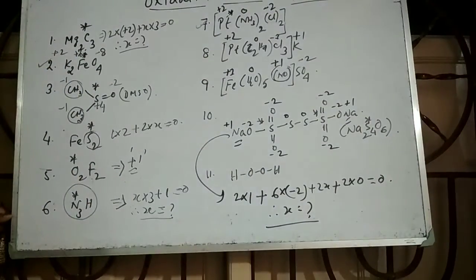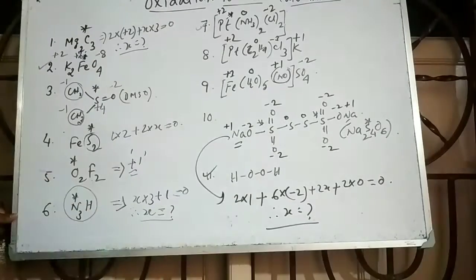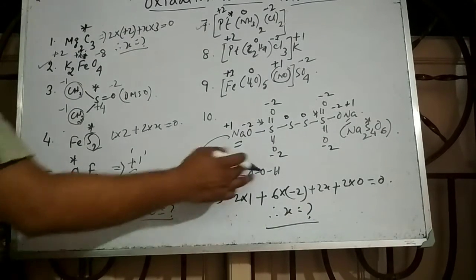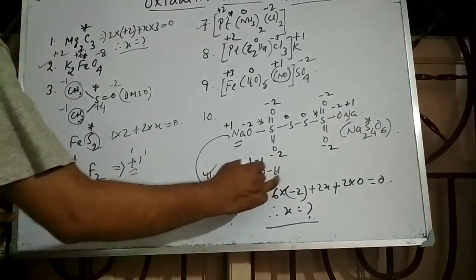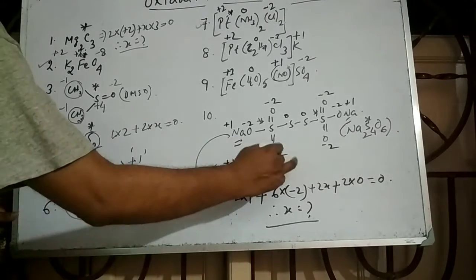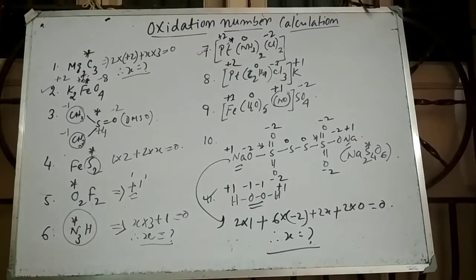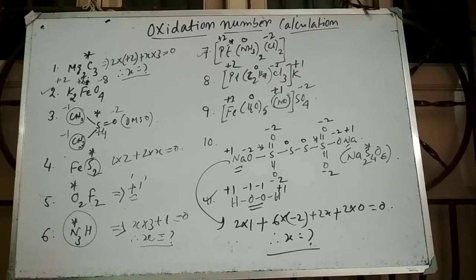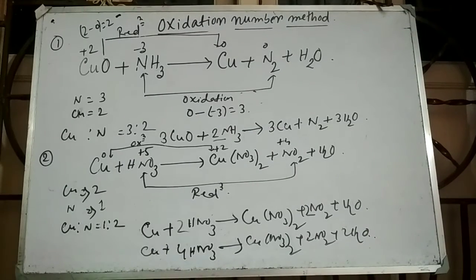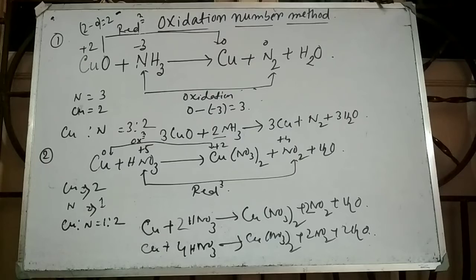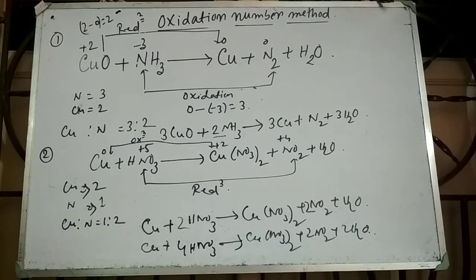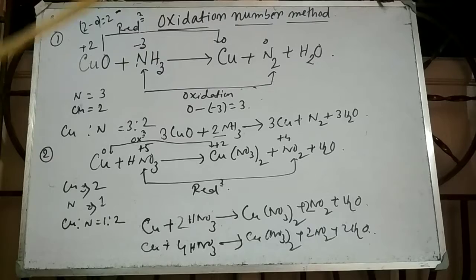5. You can calculate. Next, the H2O2, hydrogen peroxide. What is the oxidation number of oxygen? This is -1 because the bond is a peroxide bond. Okay. So in this class we can calculate the oxidation number of very complicated compounds. Thank you. About the topic of oxidation number method, by this method we can balance the redox reaction.